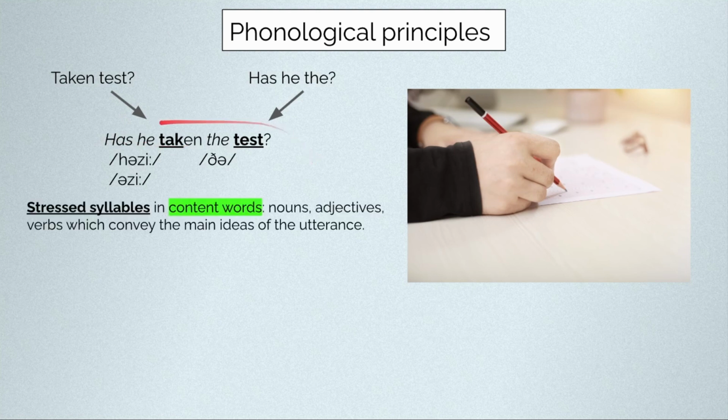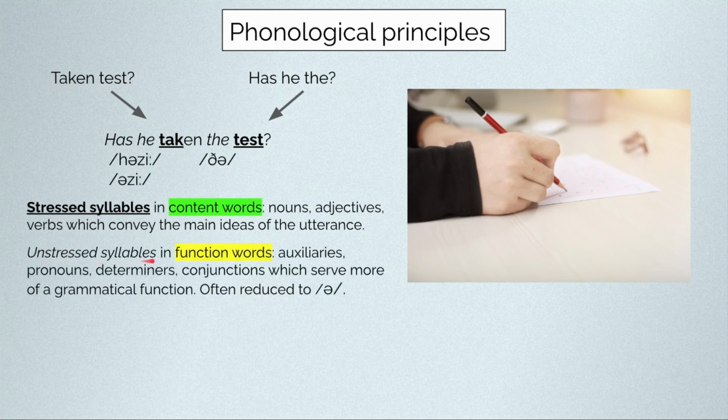We can see the stressed syllables here on take and test, and stressed syllables are in content words. These are your nouns, adjectives, and verbs which convey the main ideas of the utterance. So take, test. These are the main ideas, and we can kind of understand this even without the unstressed syllables, which are the function words. So these are auxiliaries, pronouns, determiners, conjunctions, which serve more of a grammatical function, and they're often reduced to schwa.